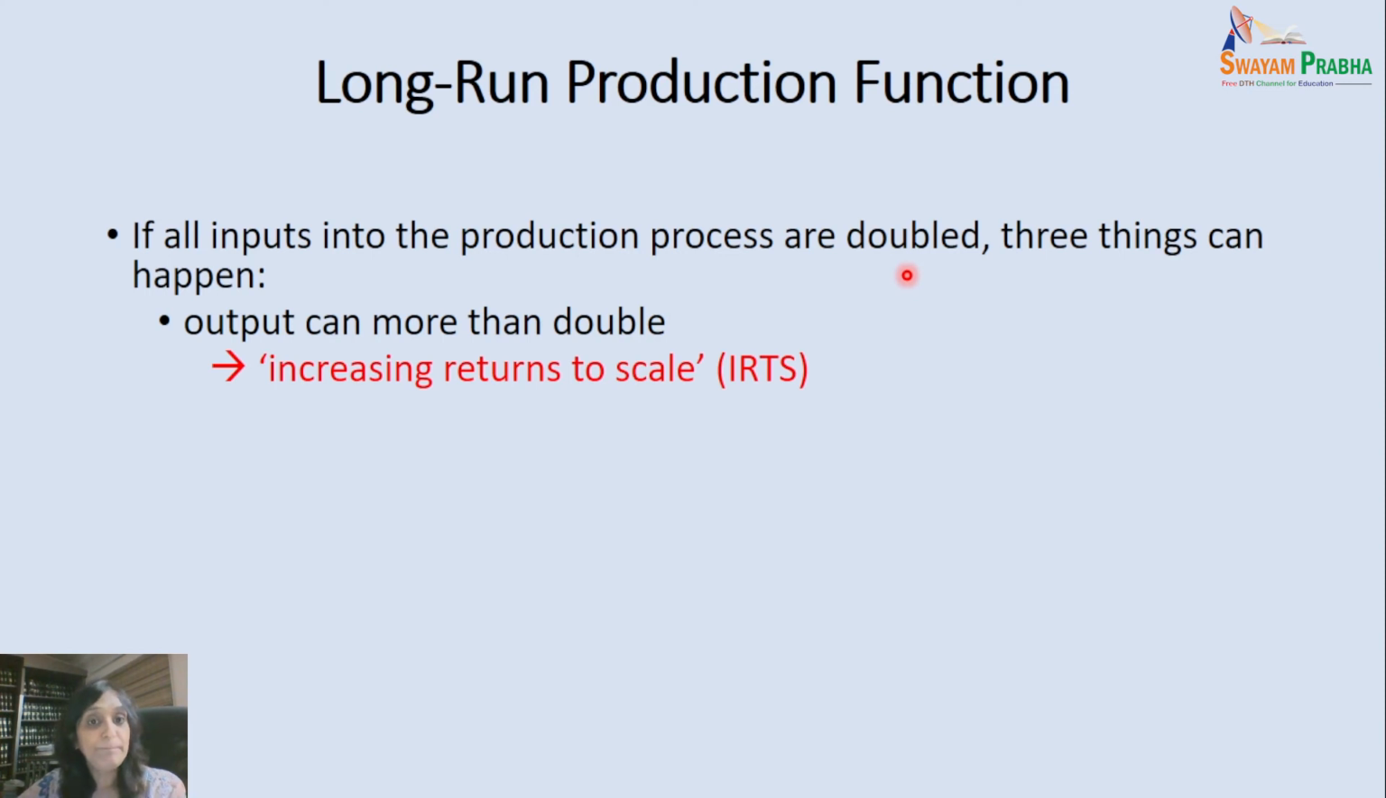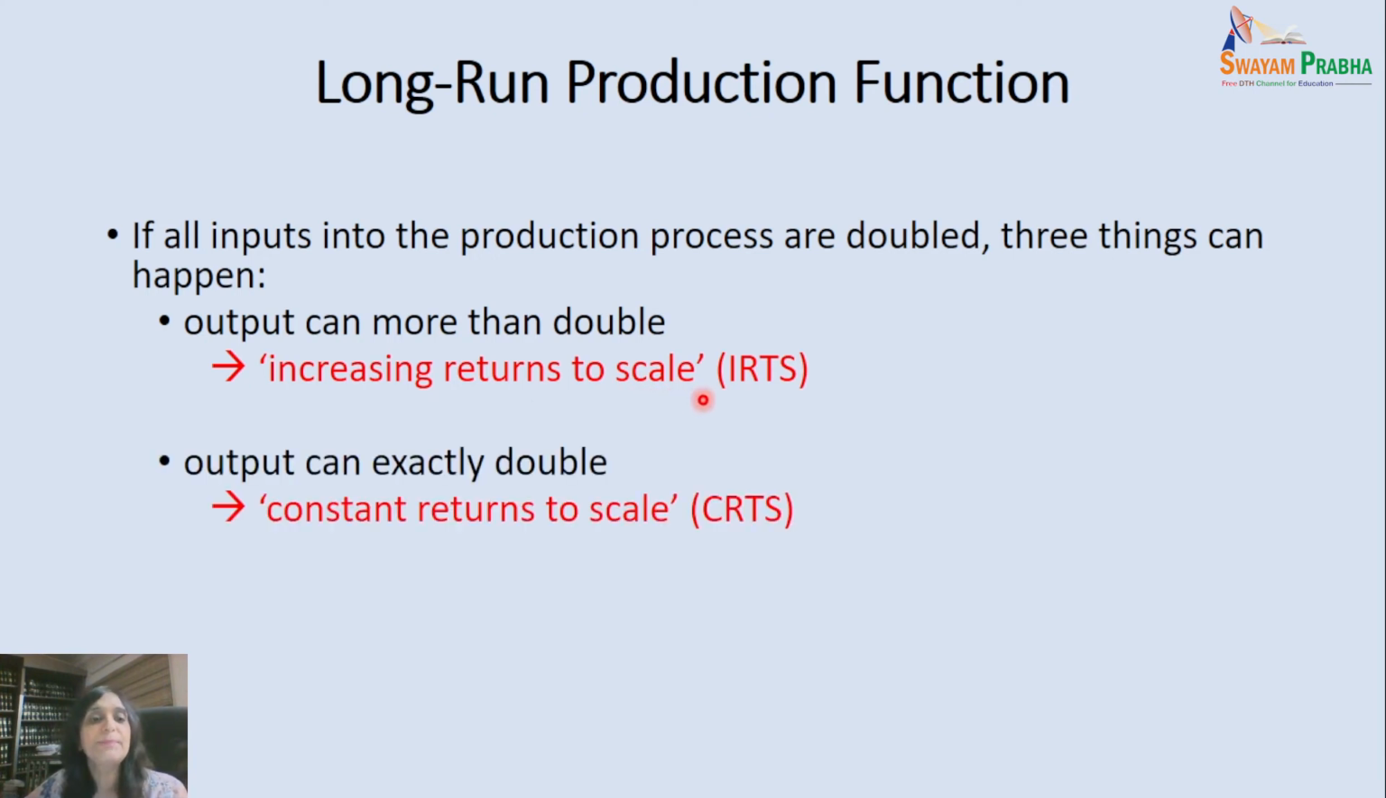What three? One, your output can increase more than double. Your output more than doubles. Instead of having one labor, one machine, you had two labor, two machines. So you saw your output was initially, let us say, 10 units. With doubling of labor and capital, you see your output coming out to be 25. This means that your output has more than doubled. So when you double your inputs and your output changes more than double, then we call it increasing returns to scale.